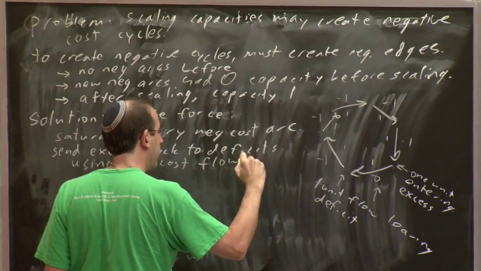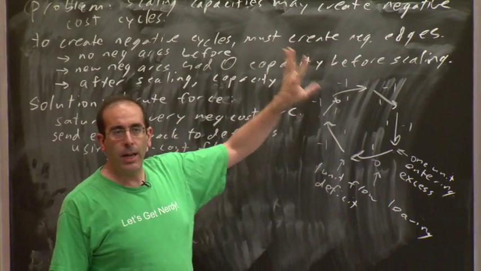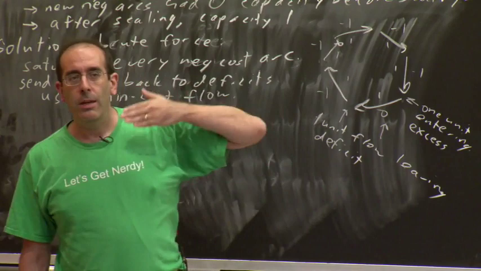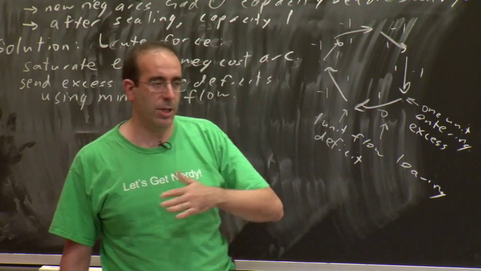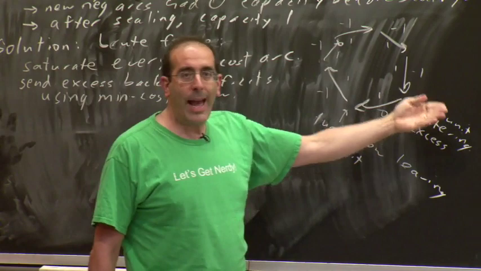So this is a little strange, but it does exactly what we want. Essentially, we've got these negative cost cycles that we want to get rid of. If you think back to when we started talking about min cost flow, what did we say? We said a min cost circulation is any old max flow and then a min cost flow back the other way. So we're going to find a max flow that saturates all of our negative cost edges. Then we are going to add in a min cost flow that sends the stuff back to where it came from.